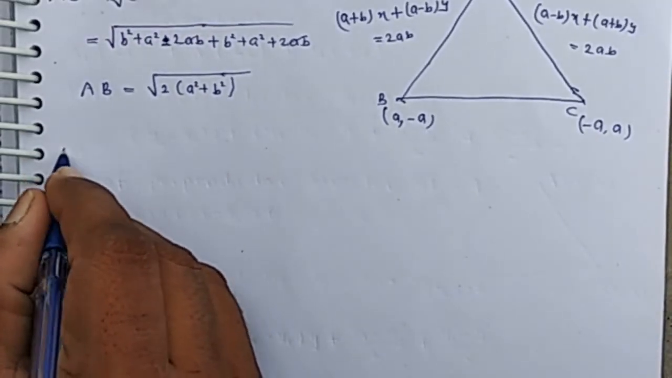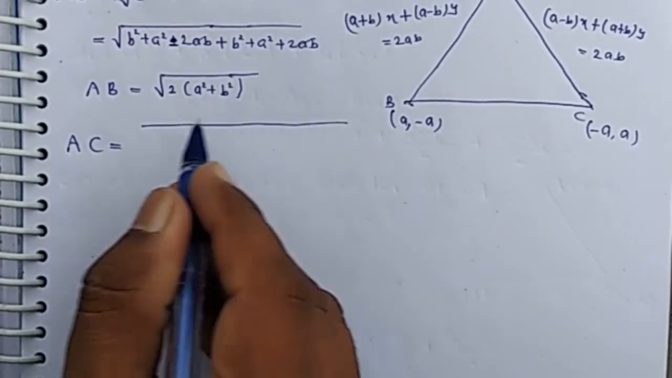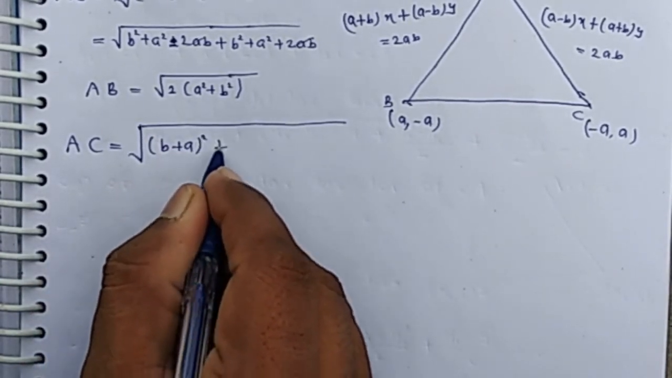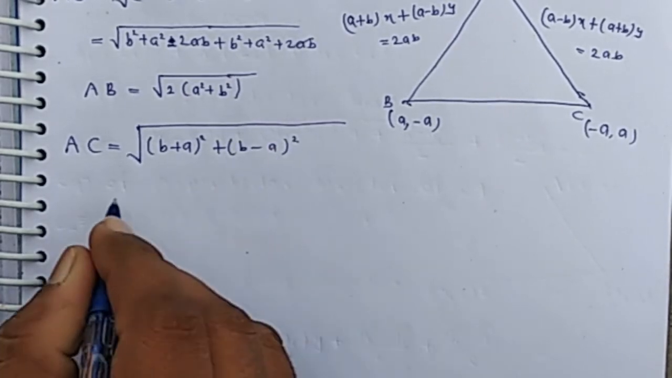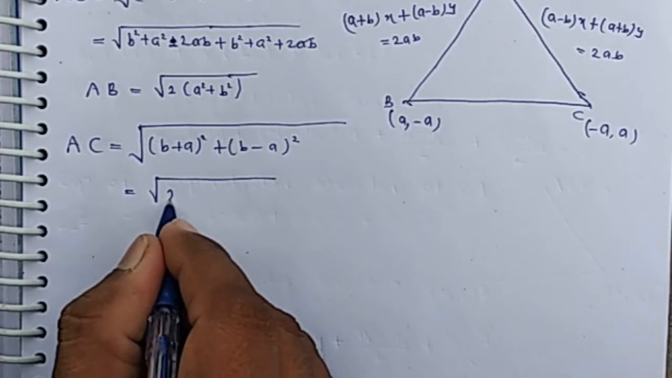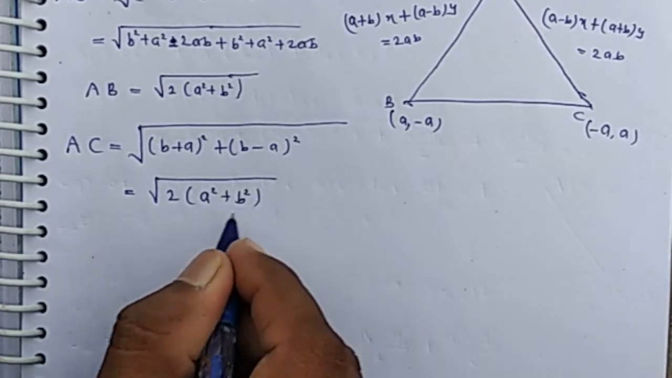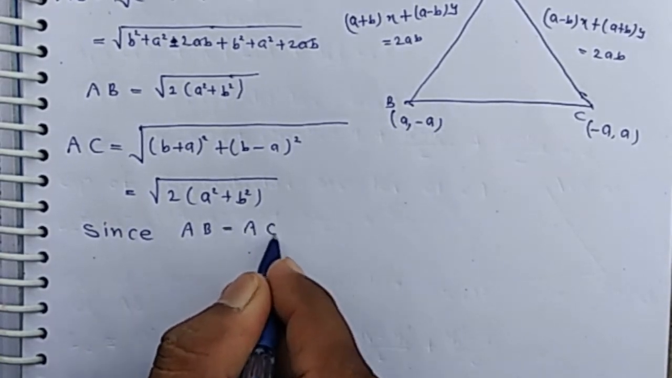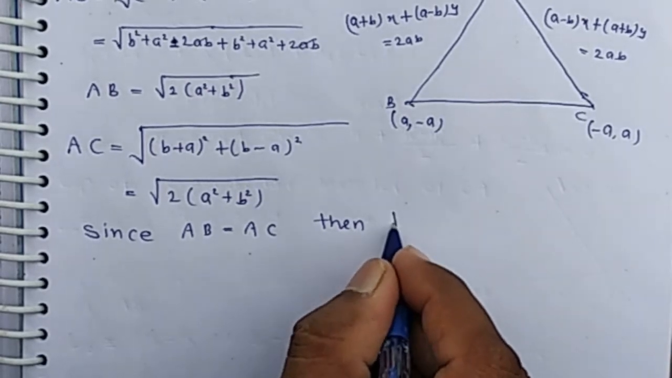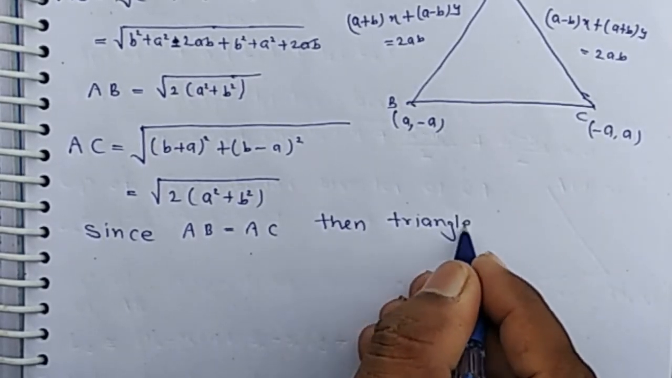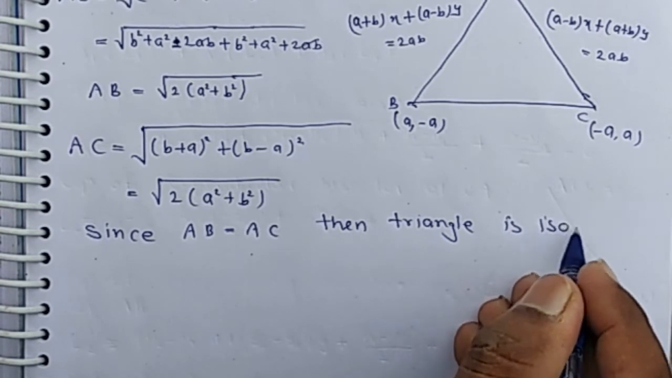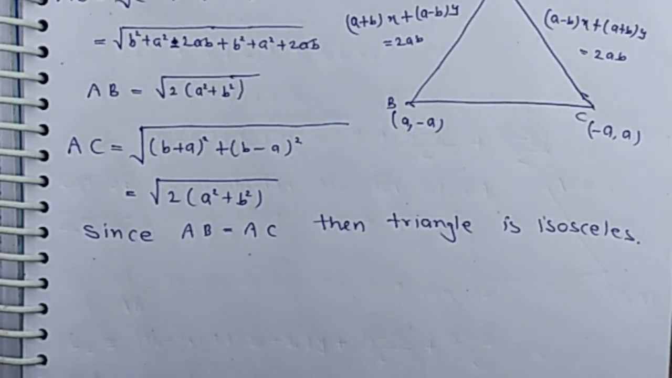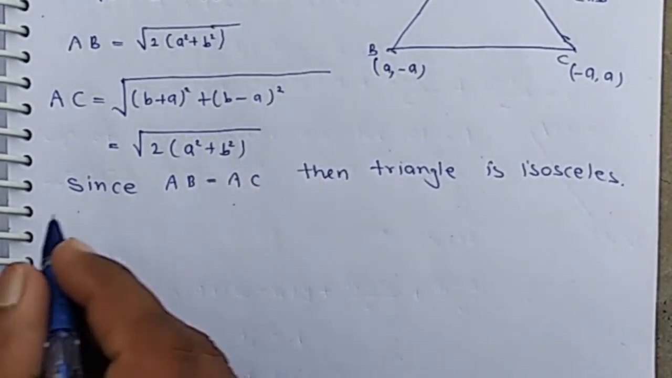For AC, the distance between points A and C, we have (b plus a) square plus (b minus a) square. On solving, we get 2 times root of a square plus b square. Since AB equals AC, the triangle is isosceles. Then the triangle is isosceles.